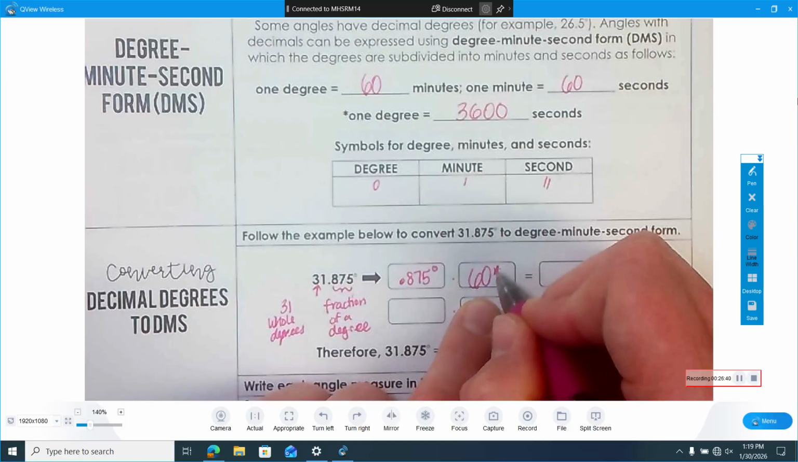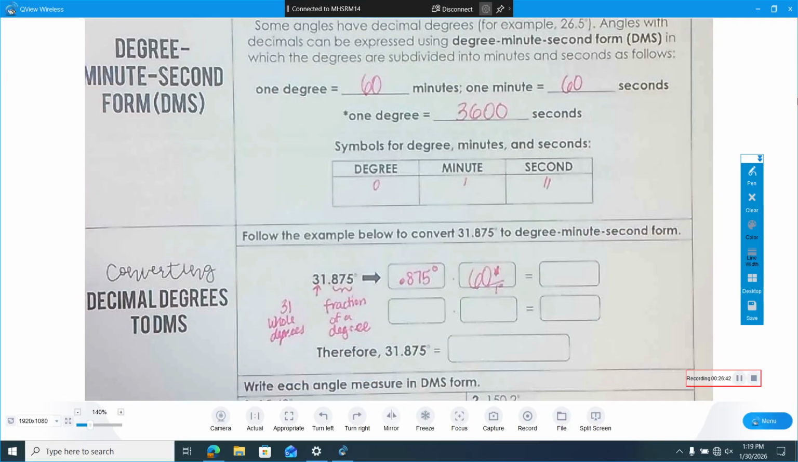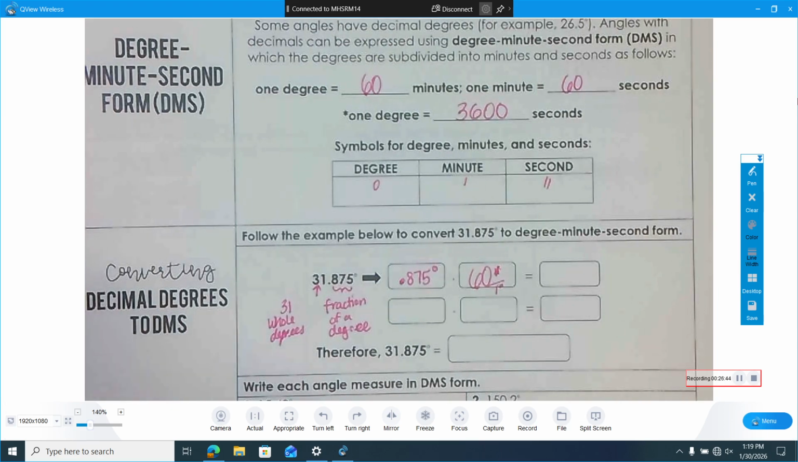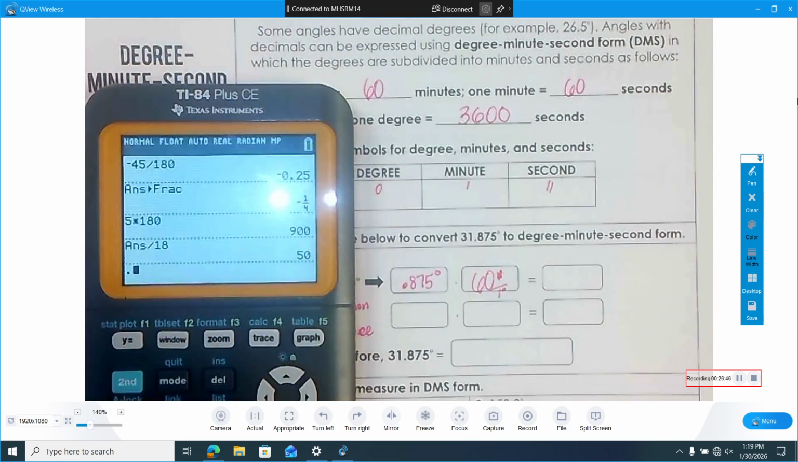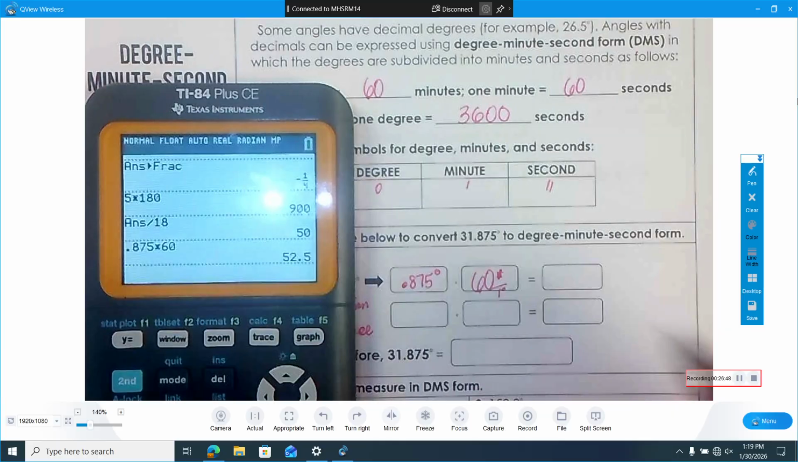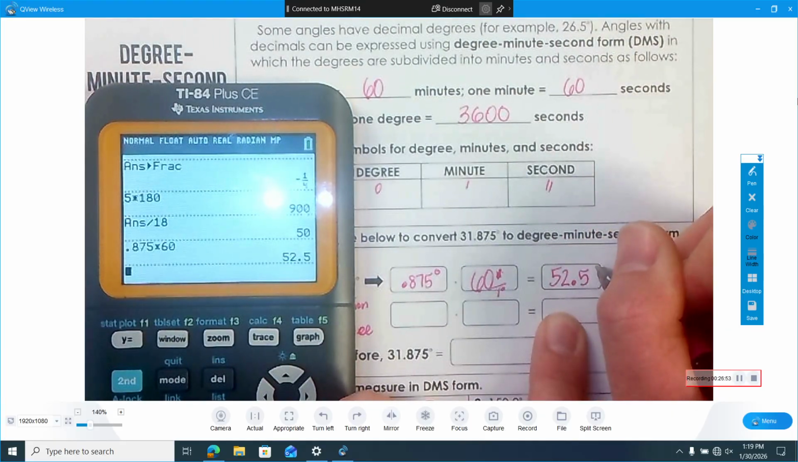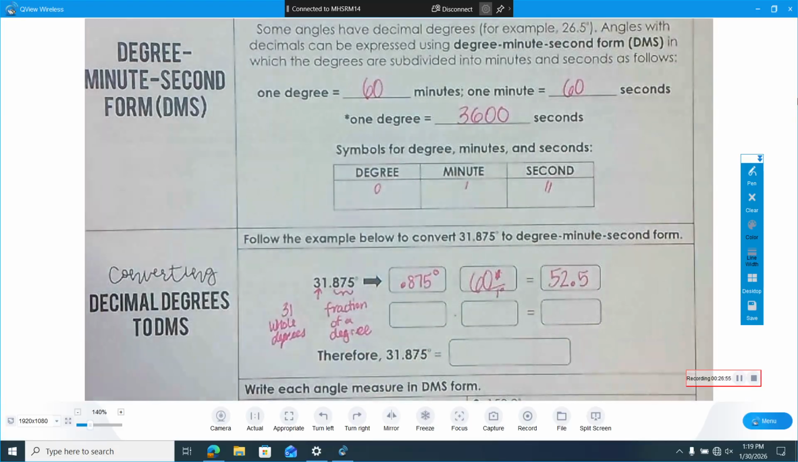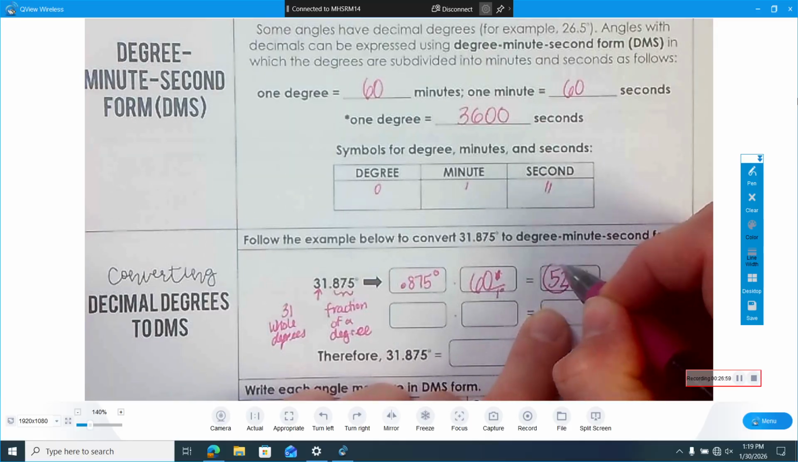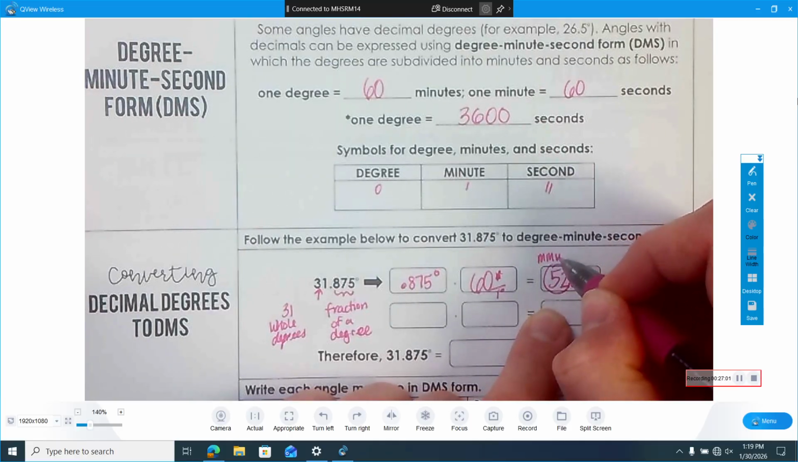I'm going to do prime: 60 minutes per 1 degree. So we're going to take that 0.875 and then multiply it by 60. And so that's going to be 52.5. Now, what does that mean? What is the 52? This is now 52 minutes.